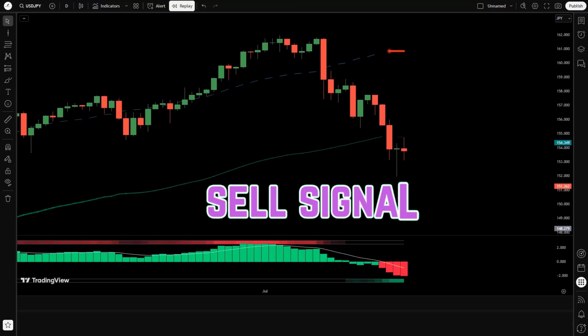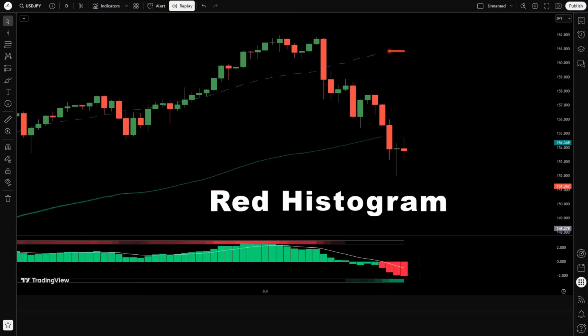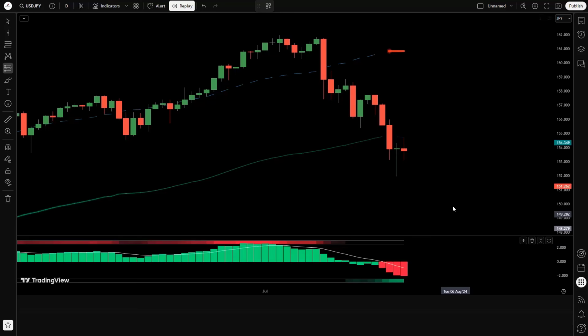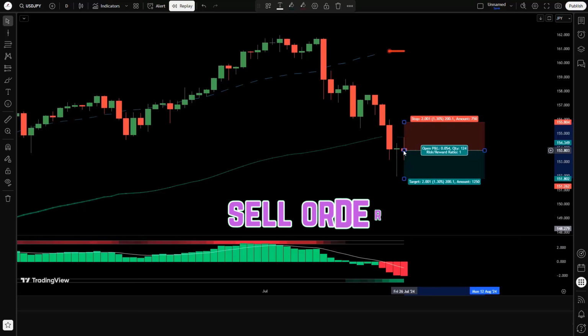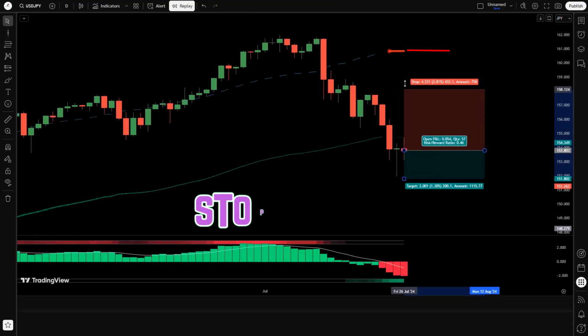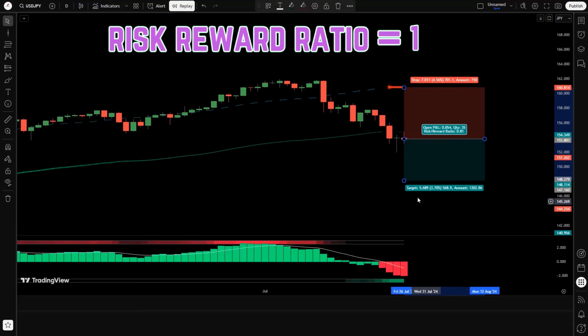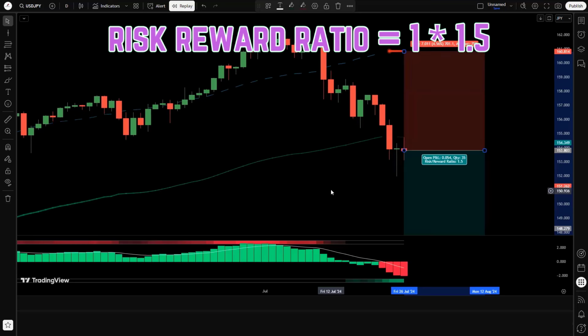When the trend wave bands indicator has given a sell signal, the ROC weighted MA oscillator indicator has formed a red histogram. And the market forms a bearish candle, so all these conditions are met, then we have to take a sell order. And our stop loss should be placed on this red line. And the risk-reward ratio will be 1:1.5.